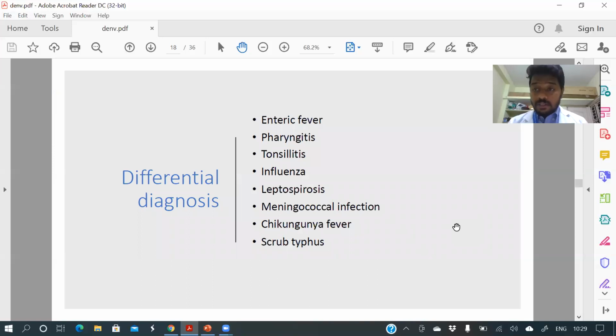The differential diagnosis for dengue fever is very important. These are some of the differentials which are common in our settings: enteric fever, pharyngitis, tonsillitis, influenza, leptospirosis, scrub typhus, meningococcal infection, and chikungunya fever.